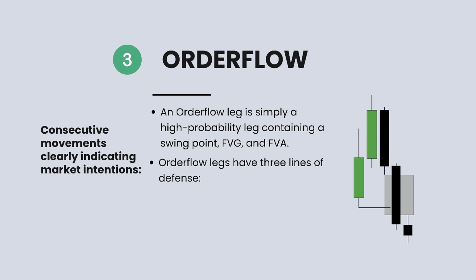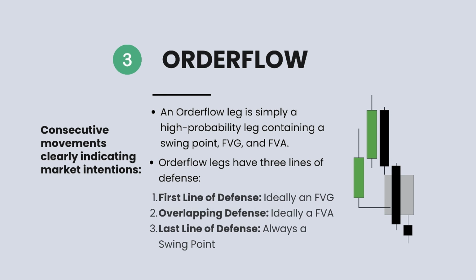Order flow legs have 3 lines of defense. First line of defense, ideally a fair value gap, overlapping defense, ideally a fair value area, and last line of defense, always a swing point. We expect markets to react from these defenses. Although order flow is an extensive topic covered deeply in my mentorship, today's foundation will significantly improve your market bias. Let's illustrate this clearly on the charts.